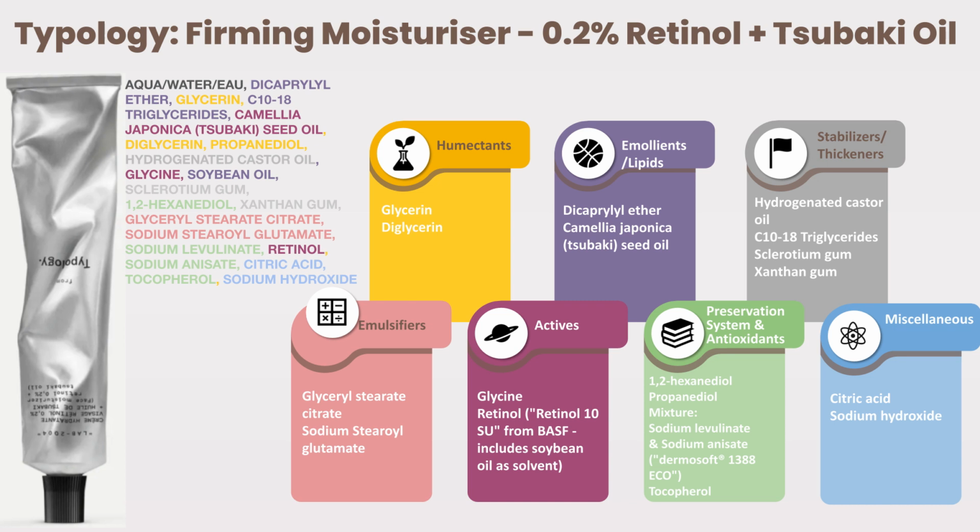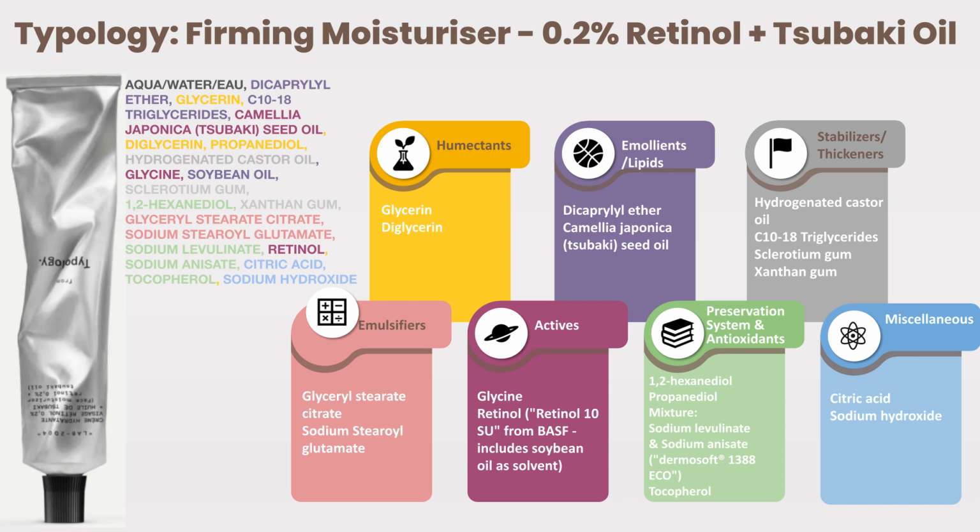The last product I'll be analysing is Typology's Firming Moisturiser. This is a natural oil in water emulsion. Like the others, water is first, and there's glycerin and diglycerin as humectants. The main emollient is dicaprylyl ether, which is light, fast-spreading and hydrolysis stable. And there's also a touch of camellia oil.